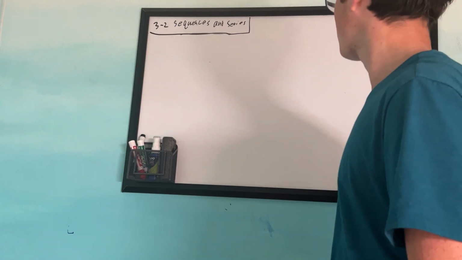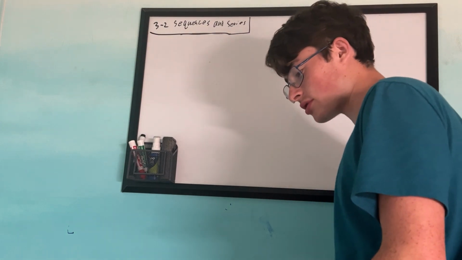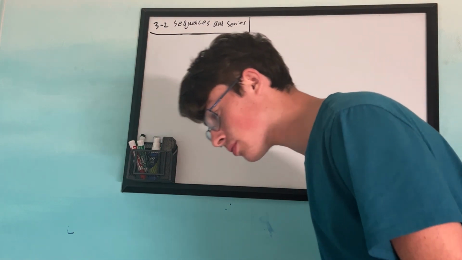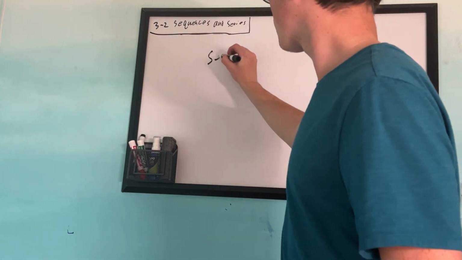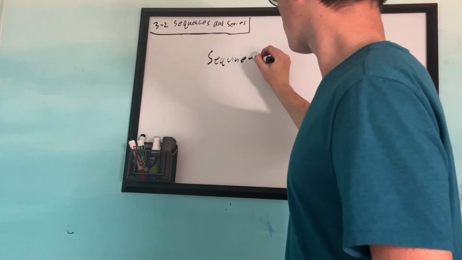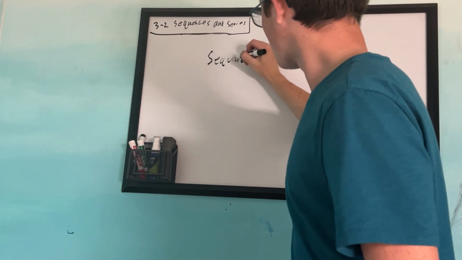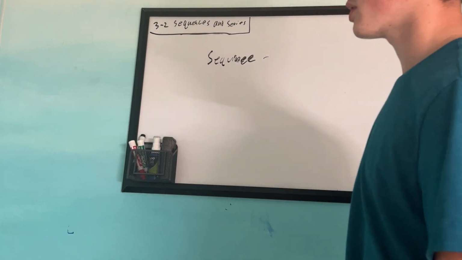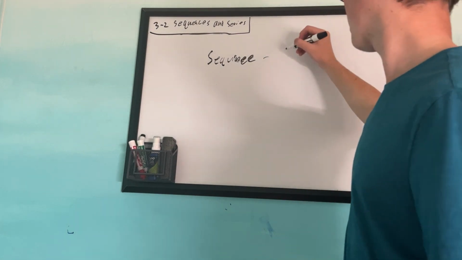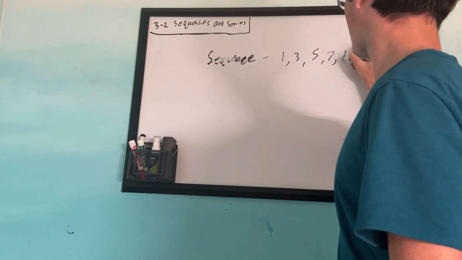Alright, this will be a quick covering of section 2 of chapter 3 of sequences and series. First off, let's define a sequence. That's going to be just a string of numbers. So you have like 1, 3, 5, 7, 9.